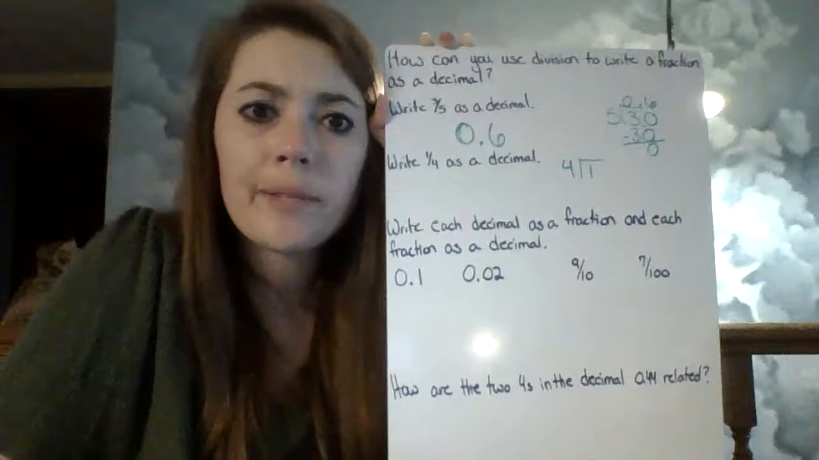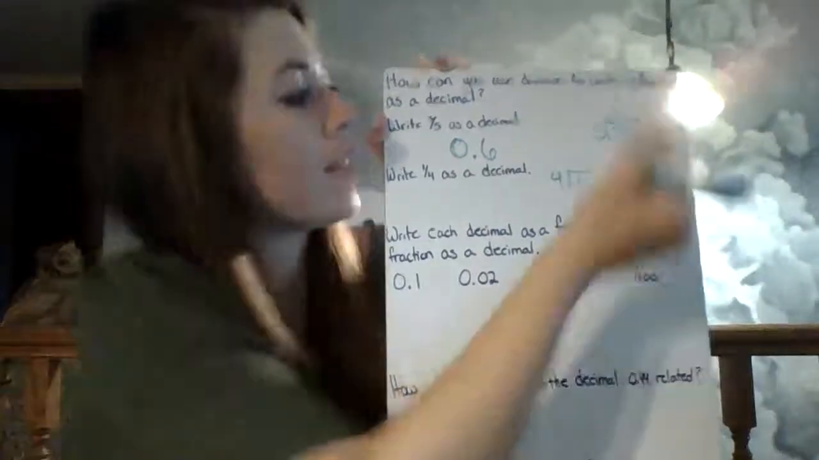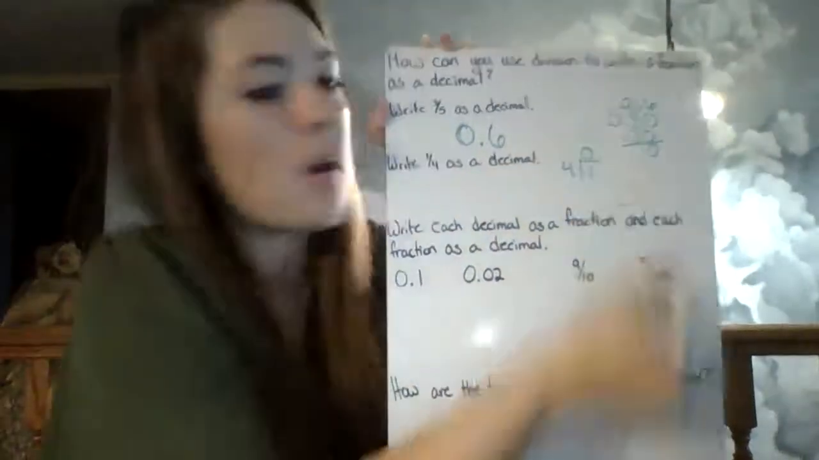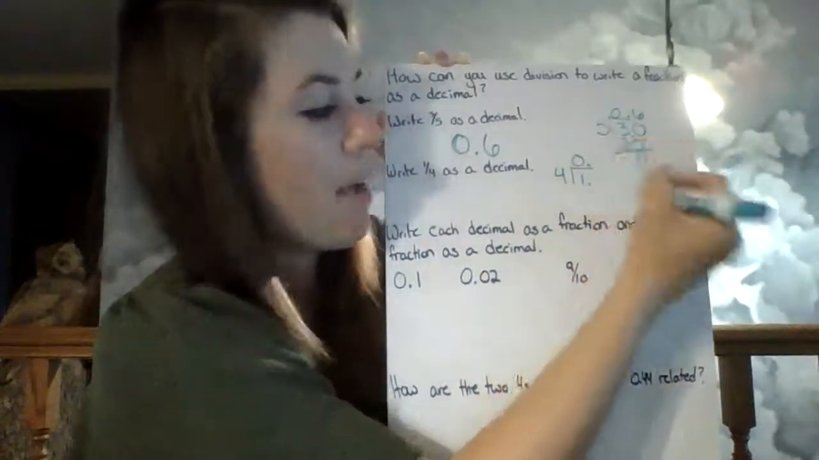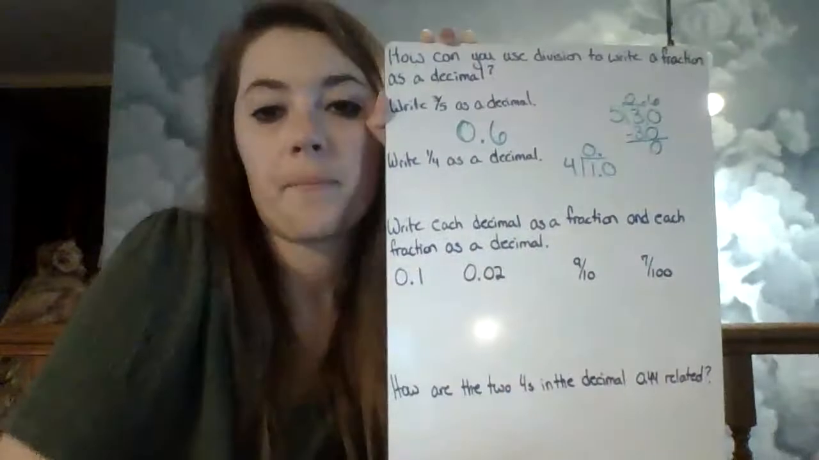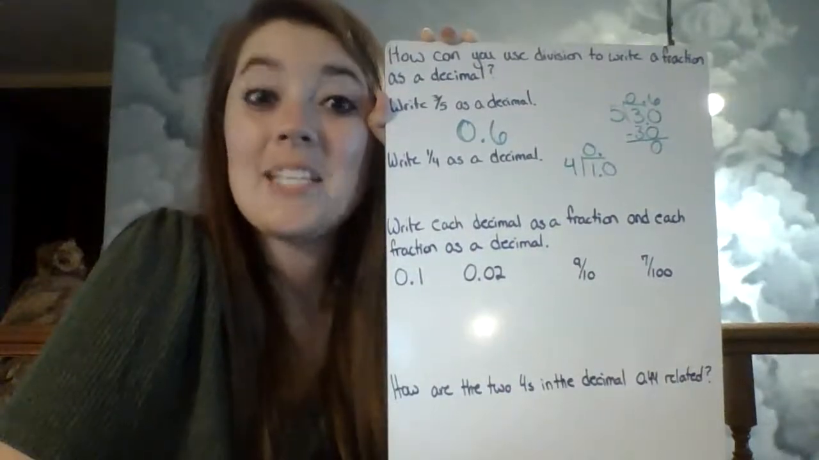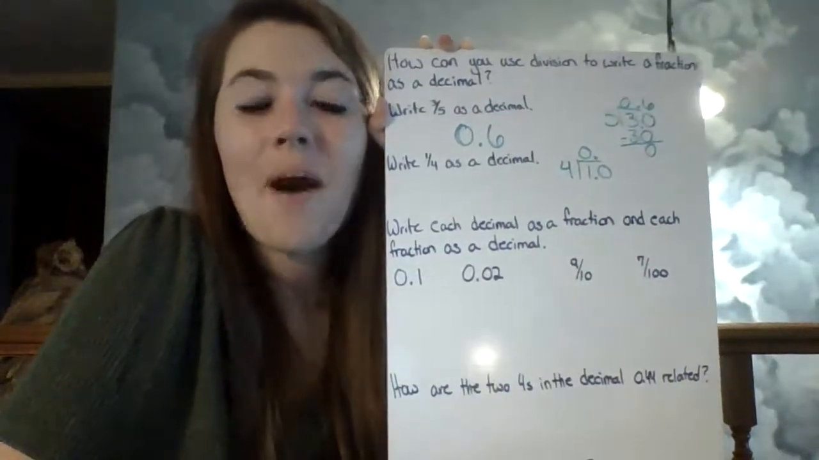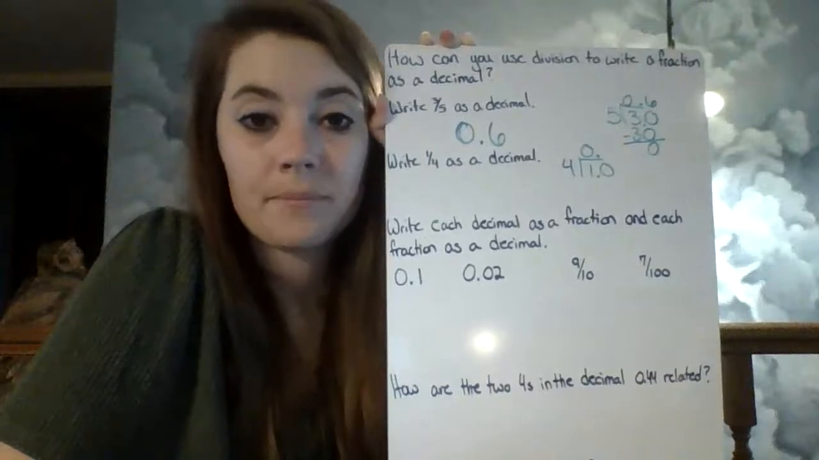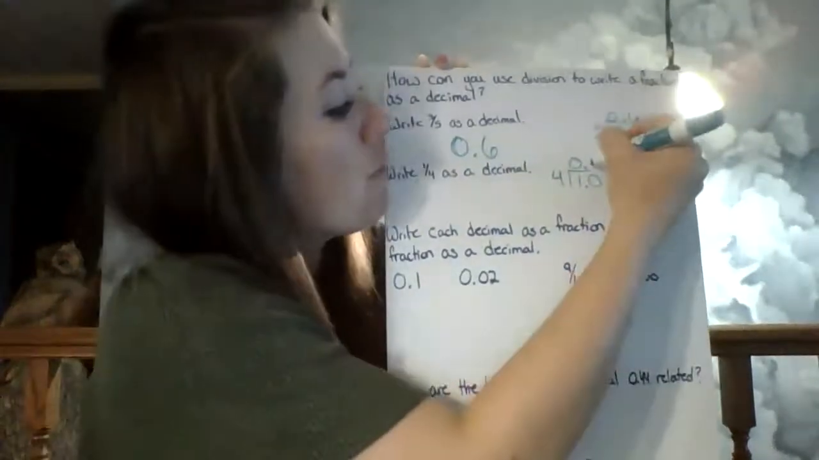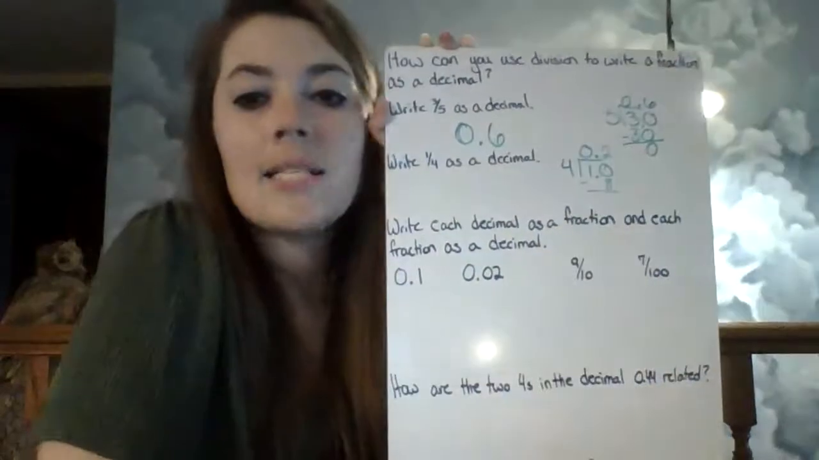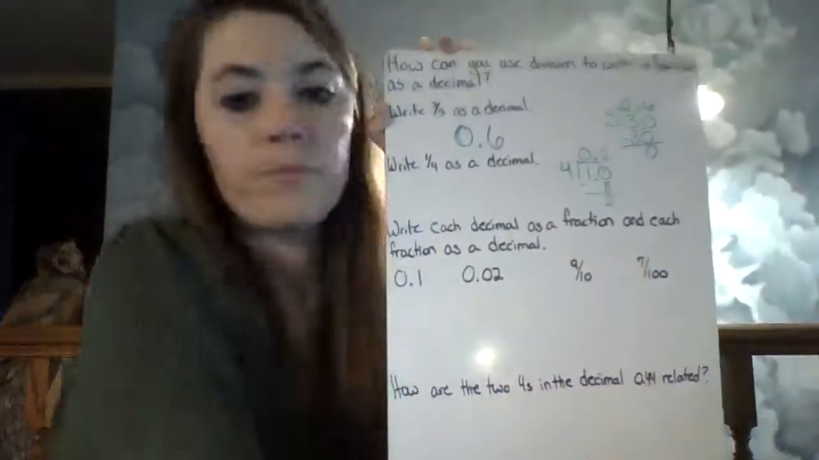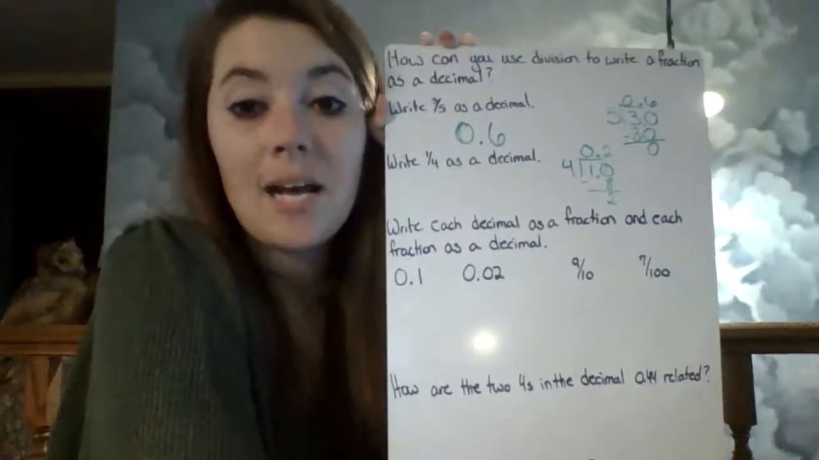Can 4 go into 1? No, that's impossible. 4 is much bigger. So put the 0 up there. Now we're going to add a decimal after the 0 and after the 1, and then we're going to put a 0 there to get 10. So now how many times can 4 go into 10? Twice. 4 times 2 is 8. Once again, we subtract. 10 minus 8 gives us 2. We have a remainder, so we're not done.